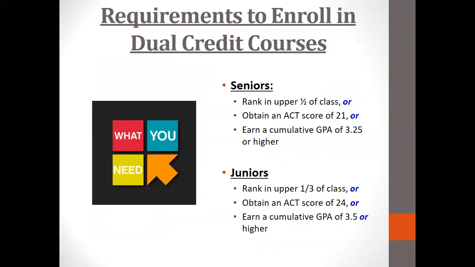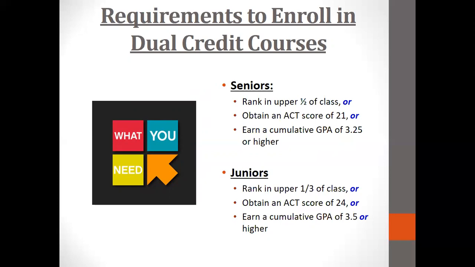Requirements to enroll in these courses. For seniors, for the South Dakota Board of Regents, meaning all of the state universities, you have to be in the upper half of your class. So if you're like 51st percentile in your class, then that works. Anything above that, say the 91st percentile of your class, then perfect. It's either that, or you can get an ACT score of 21, or, and this is the one most people end up using, your GPA has to be a 3.25 or higher. So it's one of those 3.